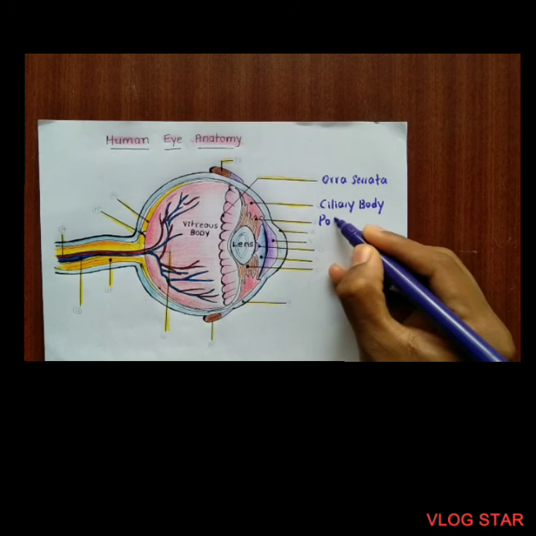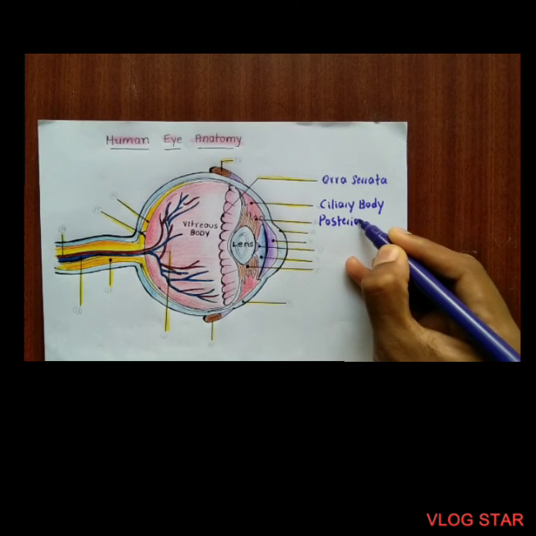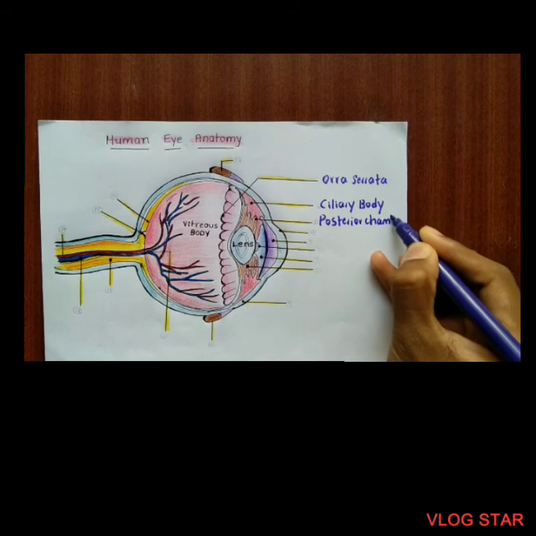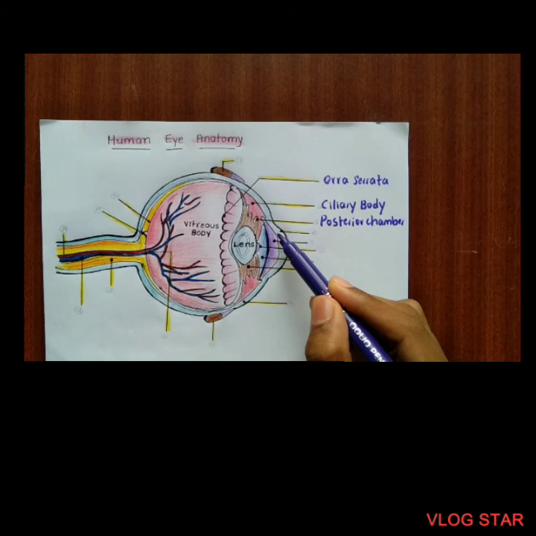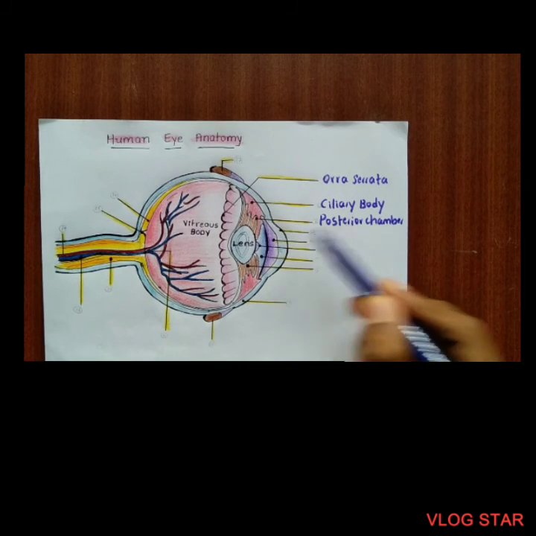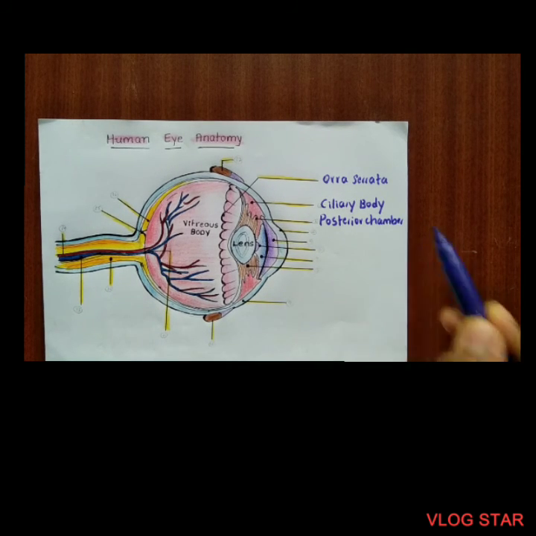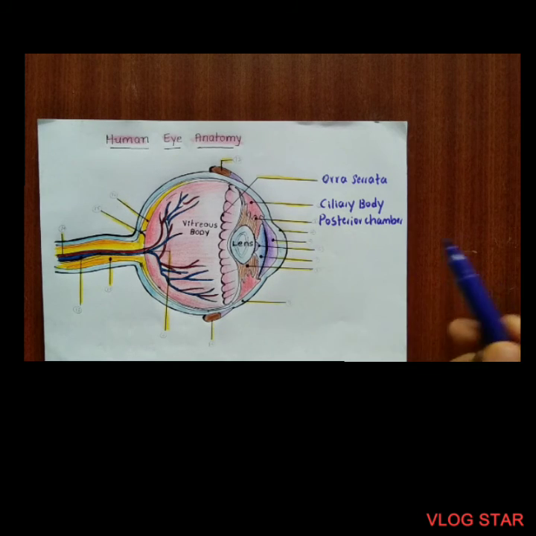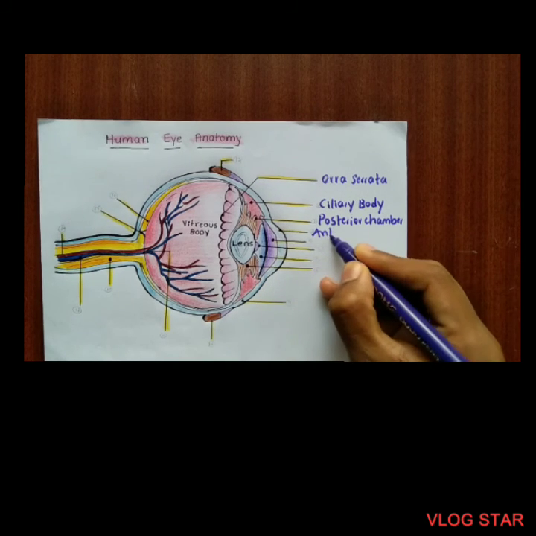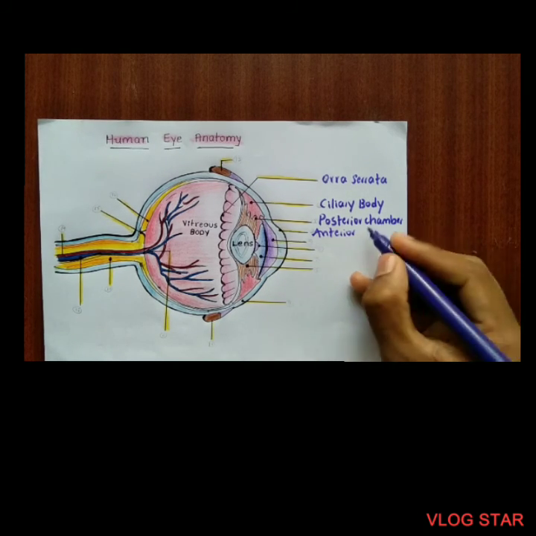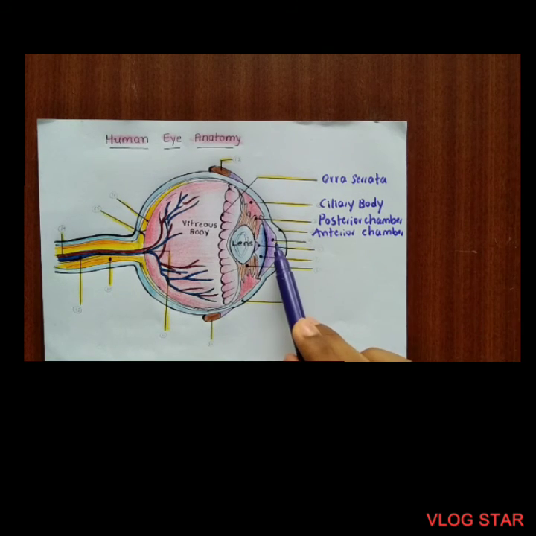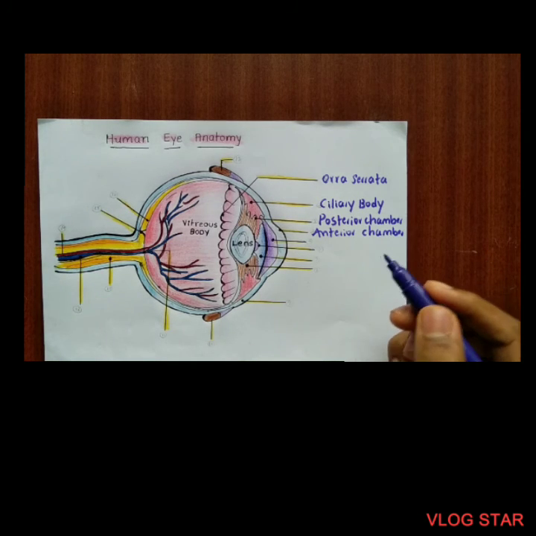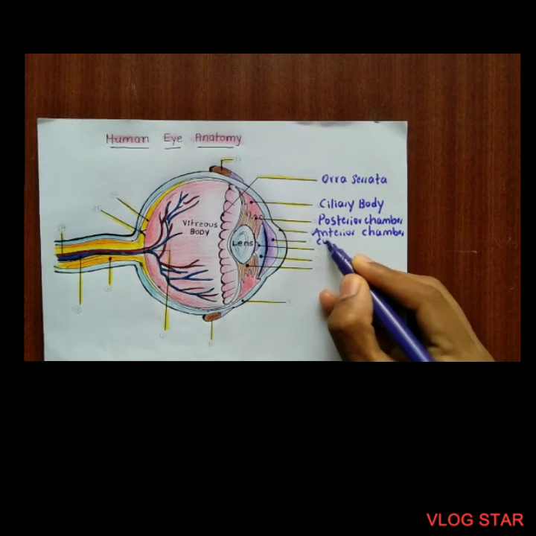Posterior chamber. And fourth one, it is posterior chamber, and this is anterior chamber. And this one, it is cornea.